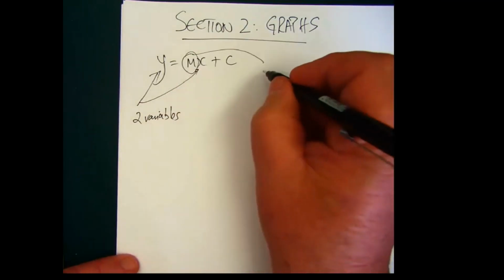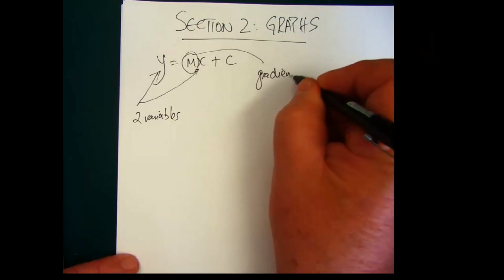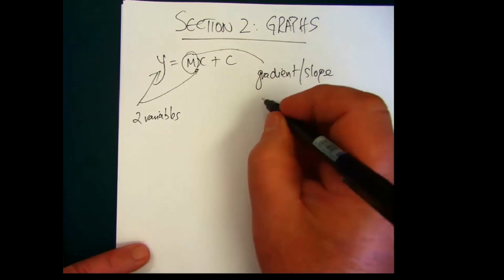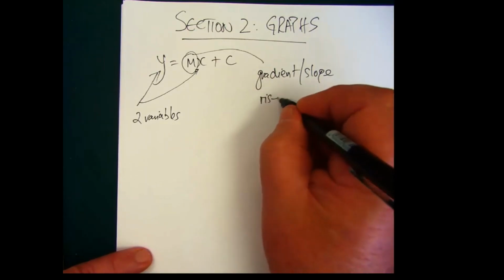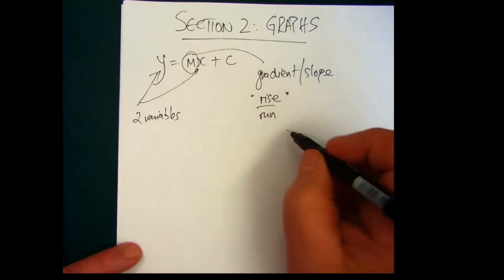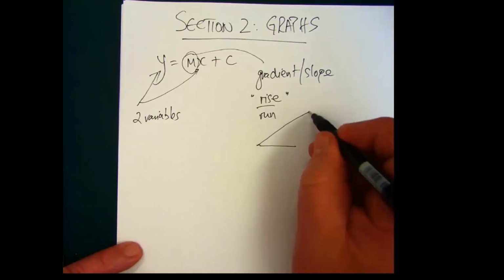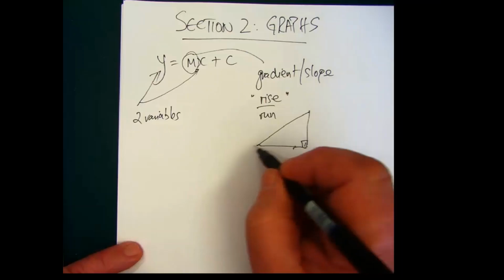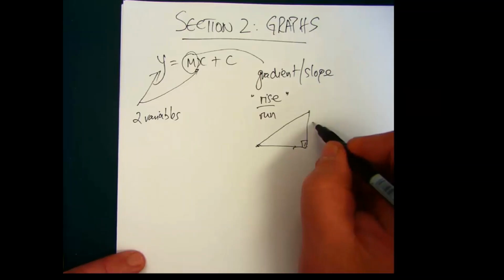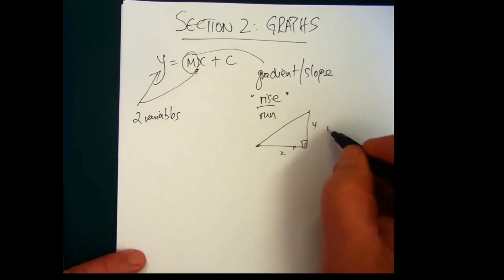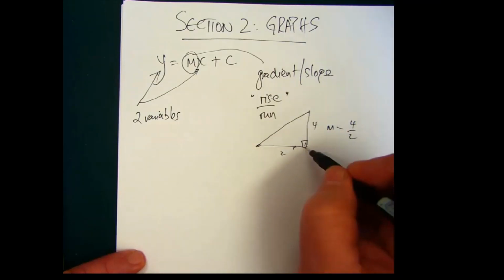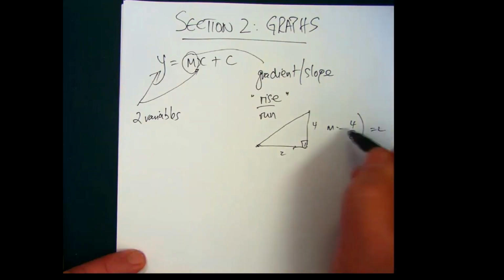M is called the slope or gradient. Some of you will remember from school days that it's found by the rise over the run. This is a term that some students use. How much it rises by how much it runs. In other words, there's your right angle, so how far it goes up in terms of how far it goes along. If this is, say, 4, and this is 2, then the gradient m would be 4 over 2. Rise 4, run 2. That would equal 2.